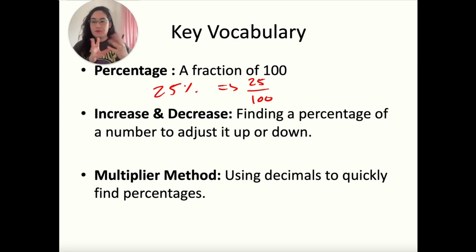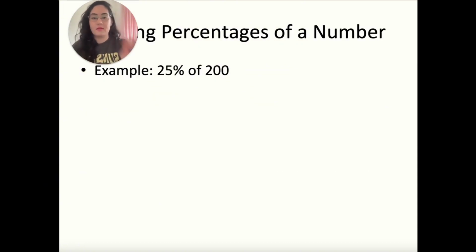And then there are a couple of tricks and methods to using this. One of the methods is a multiply method, where you use decimals to quickly find the percentages. We're going to go through all of these together now. Let's look at some examples.